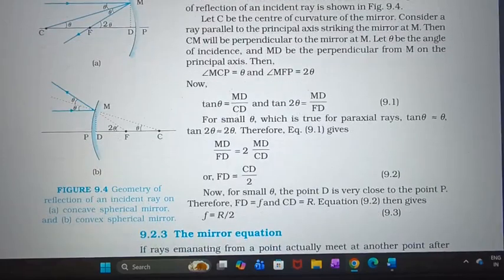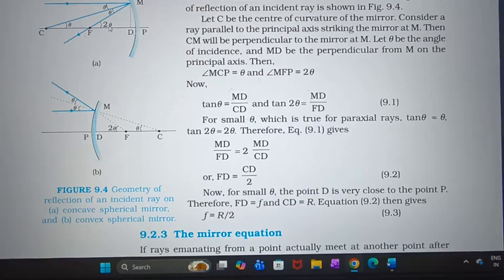So what will be tan theta? Tan theta is opposite divided by adjacent. So opposite is MD, adjacent is CD. Consider the CMD triangle over here, and consider this theta at the angle C. So it is MD by CD. Then tan 2 theta will be, consider this FMD, opposite by adjacent, that will be MD divided by FD.